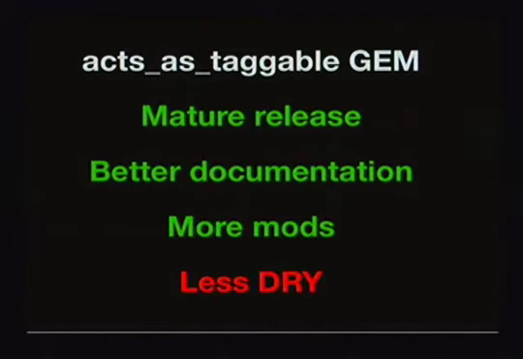Let's say you've got a number of models that you want to implement tagging support for. You're going to need to create an extra table for each model that you wish to tag. So if you have books, you're going to have books_tags. If you have movies, movie_tags. And personally, that gets kind of messy. So let's look at the plugin.